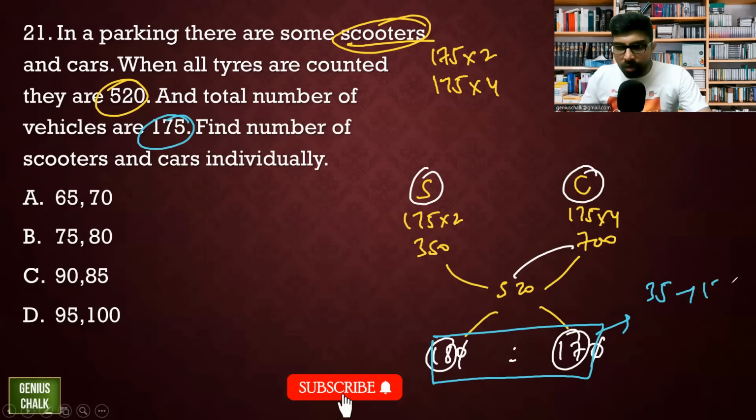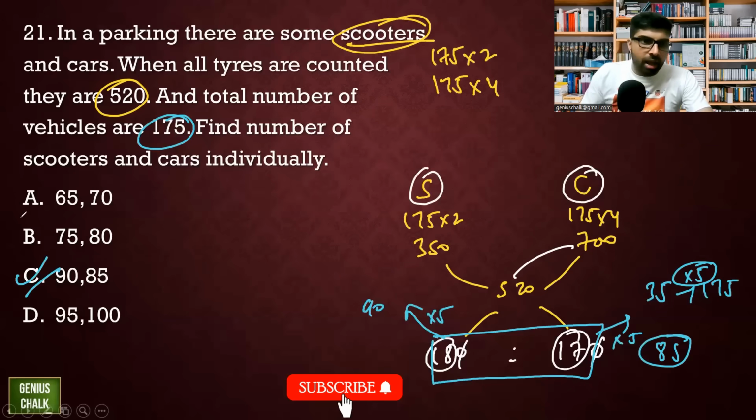And what is the total here? It is 175, which is exactly 5 times. That means how many number of scooters are there? 18 into 5, 90. How many numbers of car? 17 into 5, 85. So 90 and 85 has to be my answer. I hope it is clear, right? So this is the allegation method.